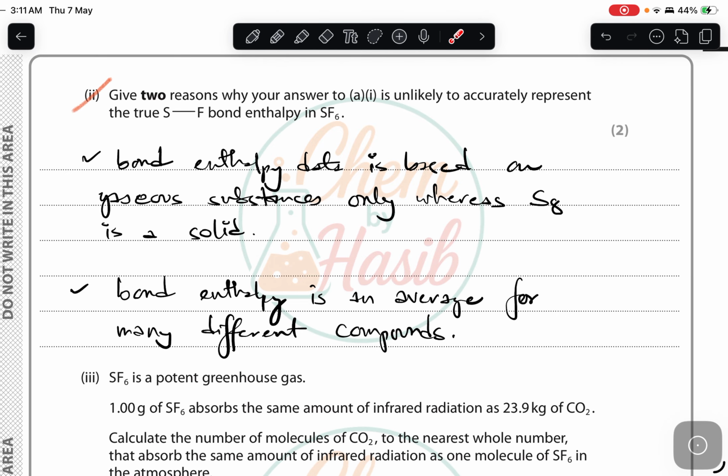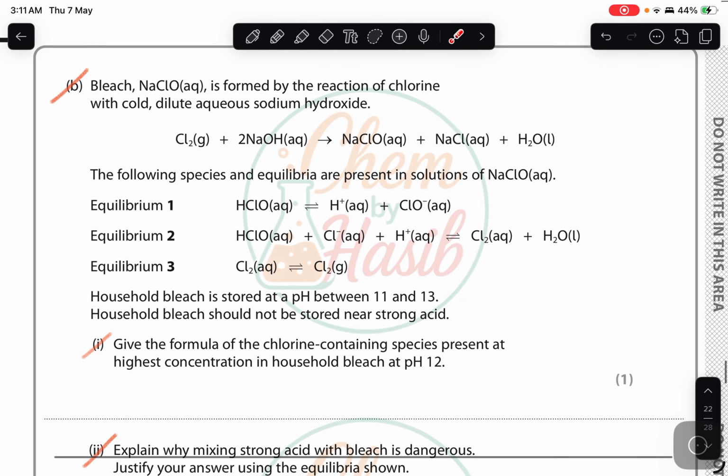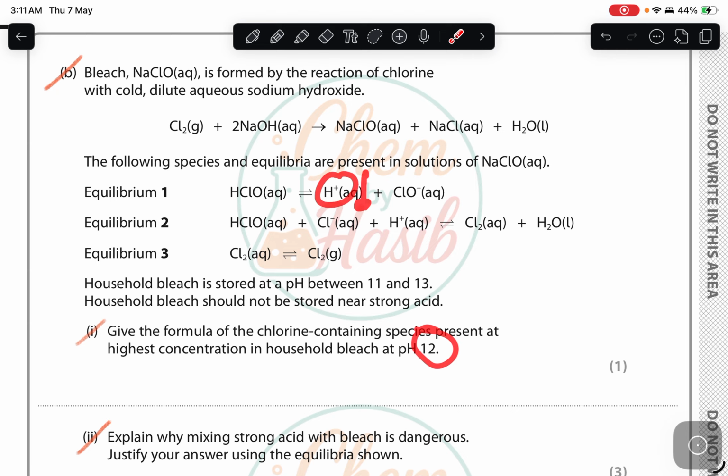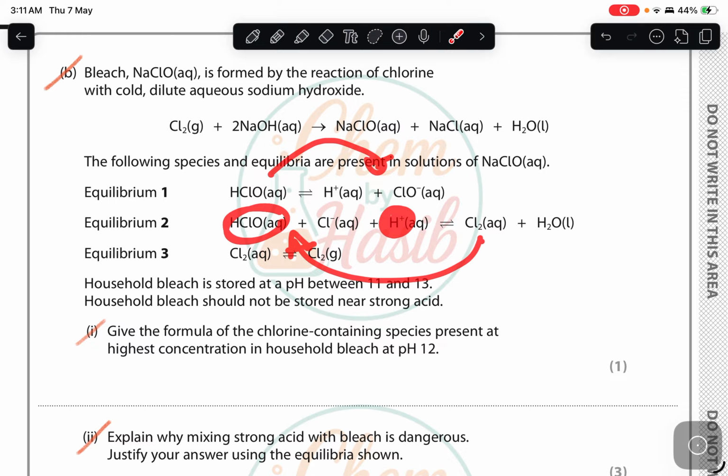Next question is about the chlorine containing species at the highest concentration in household bleach at pH 12. So pH 12 is alkaline, right? In alkaline solution, the concentration of H plus would be less. So this equilibrium will shift from left to the right. Since it is alkaline, the concentration of H plus would be less, so this equilibrium will shift to the left. So the concentration of this would be greater, so this would shift to the right.